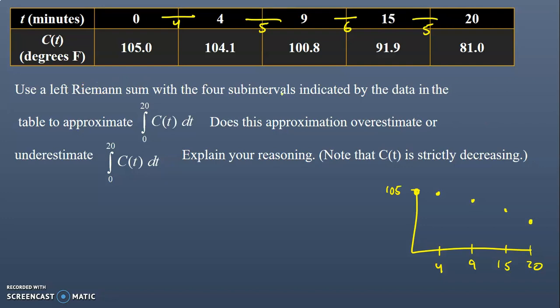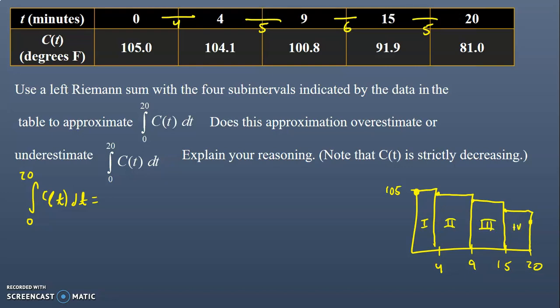So I want a left Riemann sum with 4 intervals. So I'm going to draw rectangles coming from the left. All right, so the work that I want to show to find the integral from 0 to 20 of c of t dt. So we're trying to show the work to find the value of this definite integral. So we're just showing how we calculated each of these 4 rectangles. So rectangle 1, 2, 3, and 4. Each rectangle, again, for area is just going to be base times height. So we just need to show what we're using to find the base and the height.